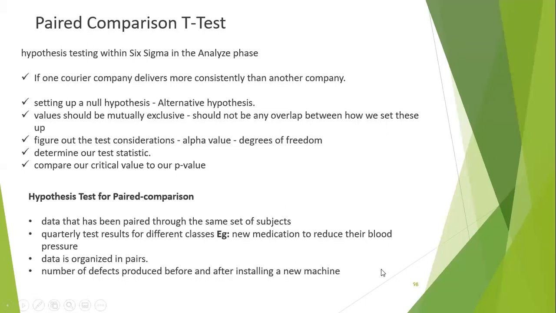For example, we introduced a pre-billing team, right? Before the pre-billing team, what was the percentage of denials, and after the pre-billing team, what is the percentage of denials or rejections we are getting? You take that and start comparing. That's called your paired comparison t-test.